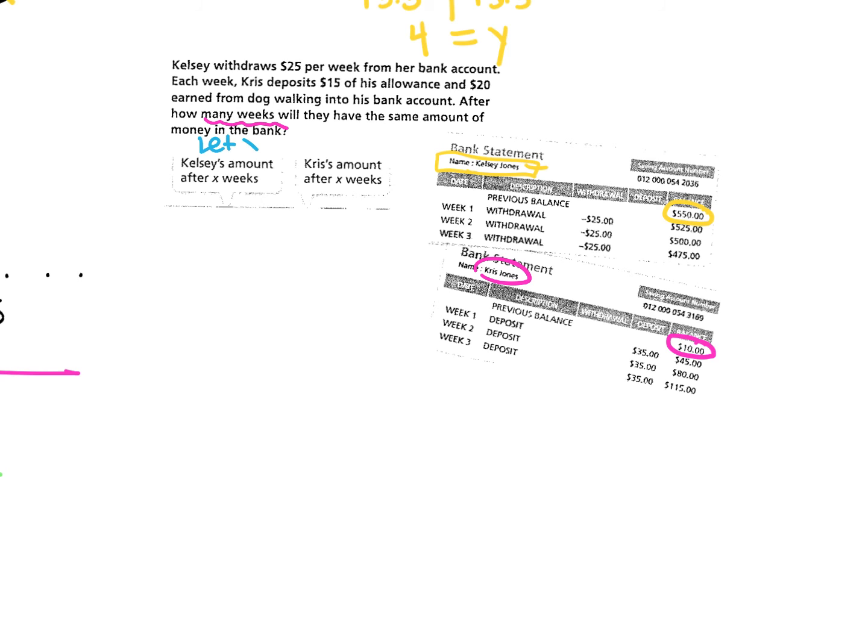So we're going to let x equal the number of weeks. And we want to know when it's the same or equal. So let's start with the left-hand side, and we'll start with Kelsey's amount after x weeks. Kelsey starts with $550, so we're going to start with that. And then she withdraws $25 every week. So that's minus 25 times whatever number of weeks, x number of weeks. We want to figure out how they're equal.